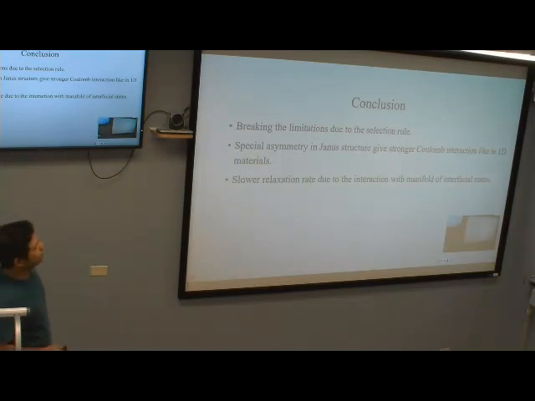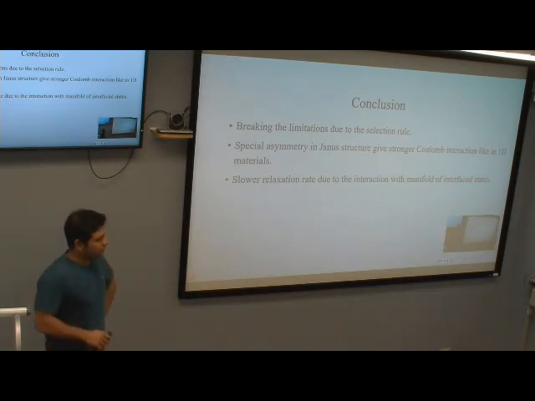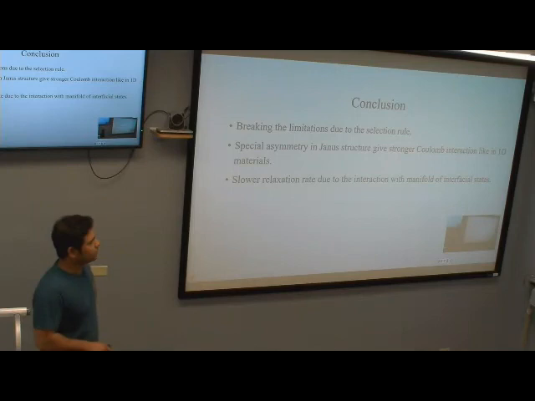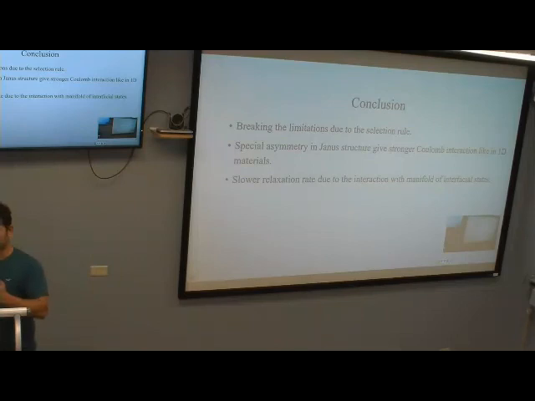So these are the conclusions regarding the limitations due to the selection rules. Because of trapping here and the special asymmetry of the Janus structure, there are stronger Coulomb interactions in one dimension, similar to 1D materials, and slower relaxation due to the interactions with the manifold of interfacial states, the overlap between the cadmium and selenium. That facilitates the excited hole going to the interface trap state, and ultimately that is their main purpose, slowing the relaxation.